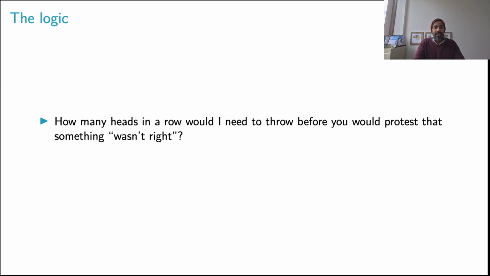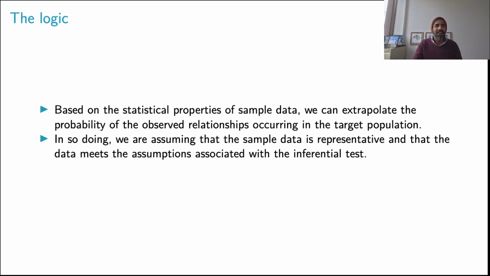At what point can you use statistics to help inform, perhaps in this case, your intuition that perhaps something isn't right here? So what we could do is, based on the statistical properties of sample data, we can extrapolate the probability of the observed relationships occurring in the target population. So we have our sample data that we collect. We look at what the statistical properties are of that sample data, and then we extrapolate that probability of the observed relationships occurring in the target population.